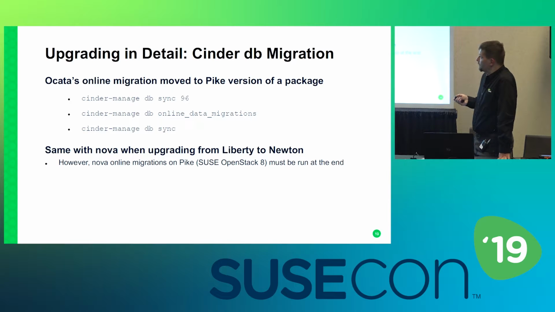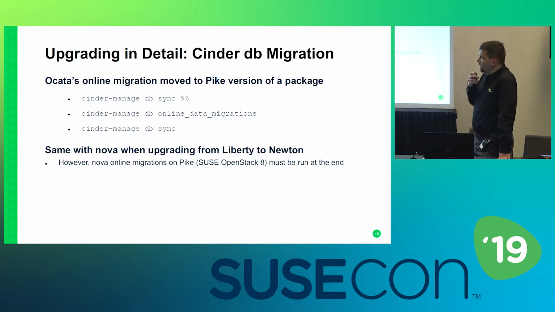what is different is that this online data migration call is actually executed from Pike and not from Okata, and it is possible because we just moved some part of the code from one version to another. Fortunately, it was not such a big part of it. It was basically two functions, I believe.